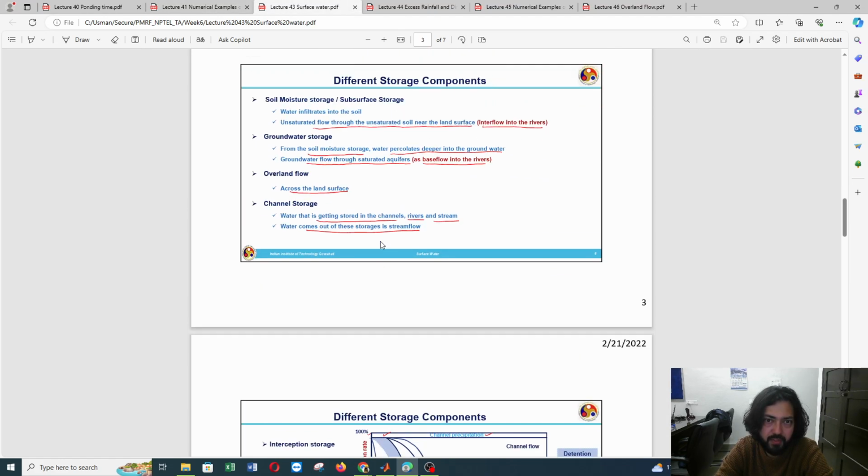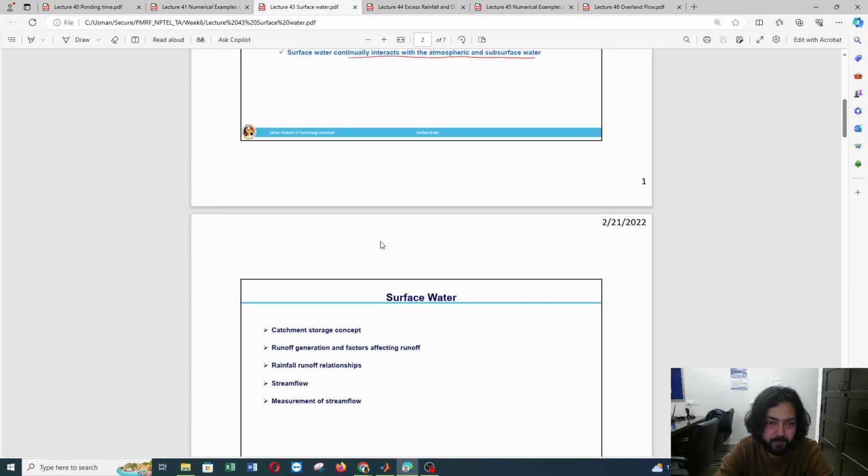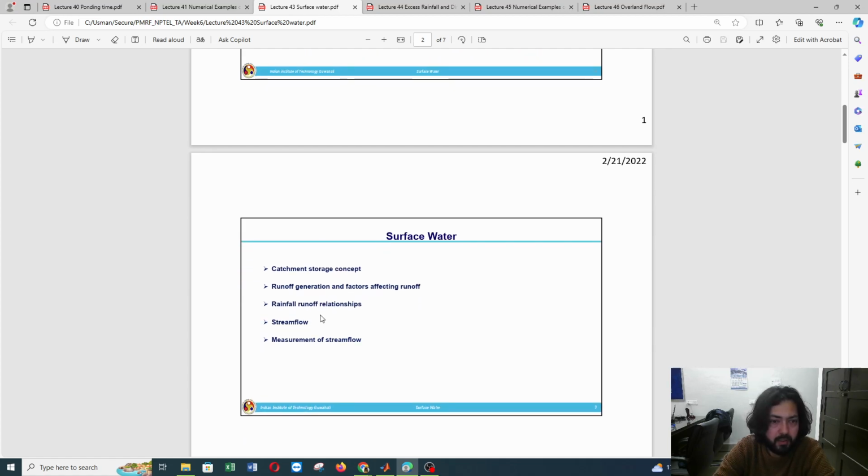Now for today's week we started with surface water. So in surface water we are going to cover these 3 topics. The first topic was catchment storage concept, then it was runoff generation and factors affecting runoff, and last it was rainfall runoff relationship. So in today's week we are going to cover these 3 topics.